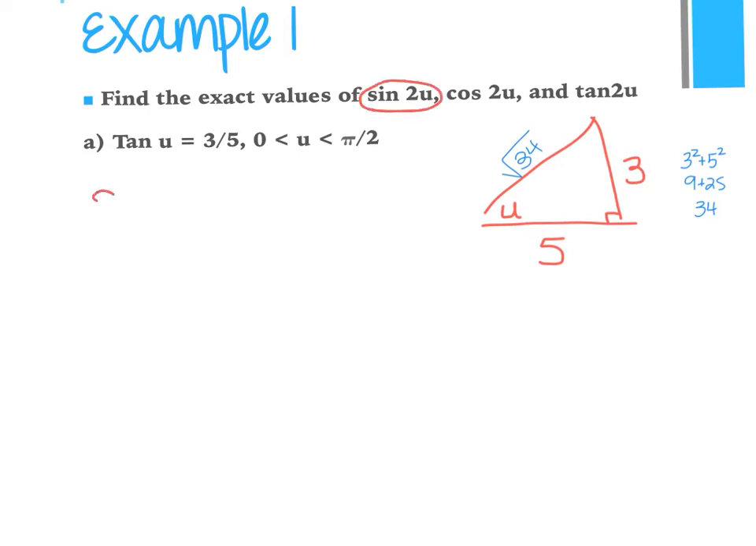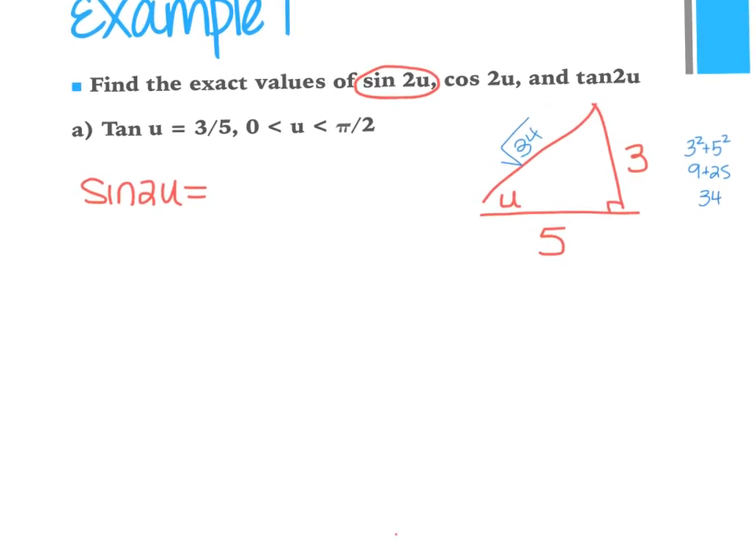So I'm going to start with sine of 2u. And again, if you go back, what's the equation for sine of 2u? 2 sine u times cosine u. So I do 2 times the sine of u. So using that triangle, what's the sine? 3 over root 34. So you don't have to rationalize it yet because you'll see what's going to happen in a moment: we're going to multiply a root times a root, which will eliminate it. So save yourself the work. The cosine of u is what? 5 over root 34.